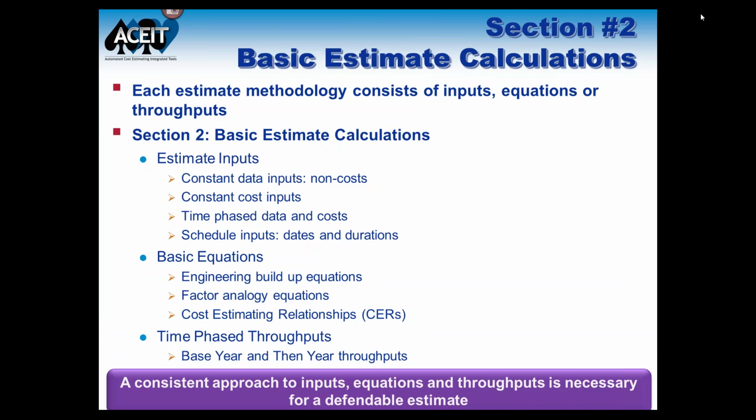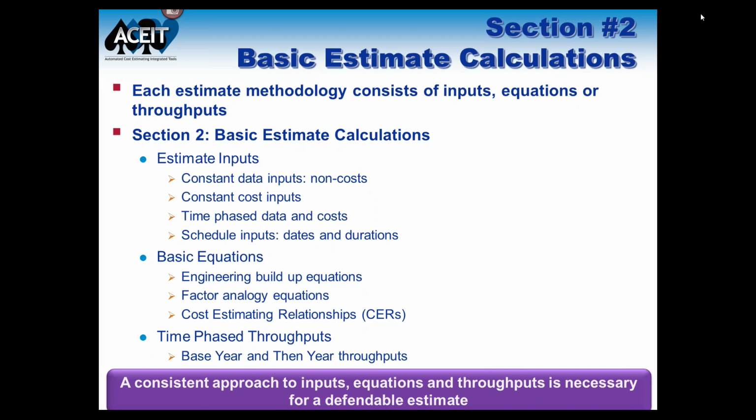Okay, the next set of things to compare is the basic estimate calculations. Here I'm talking about setting up inputs, equations, and throughputs in the model. There are many different kinds of inputs that we work with. They can be a constant data input like a labor rate or a unit price. They can be non-cost constant data elements like the weight or the number of software lines of code. They can be time-phased data, so they could be FTEs per year or labor hours per year. They can be costs per year. And we also can have schedule inputs: start dates, finish dates, durations of that nature.